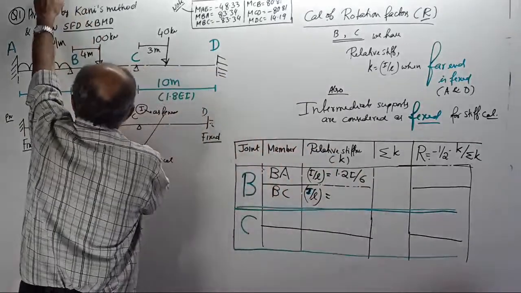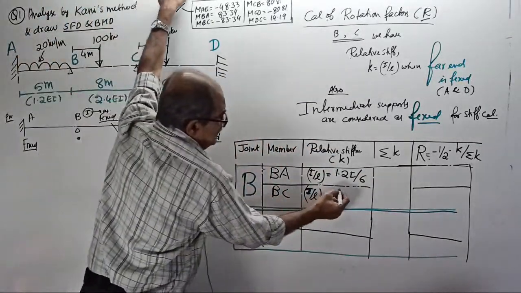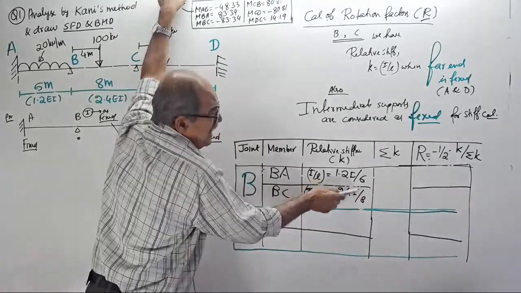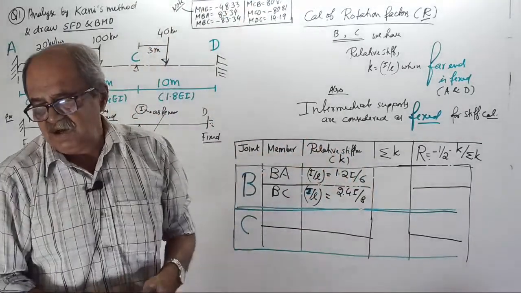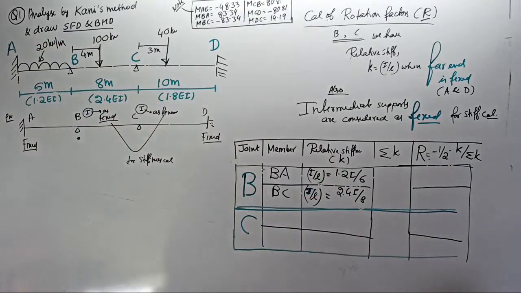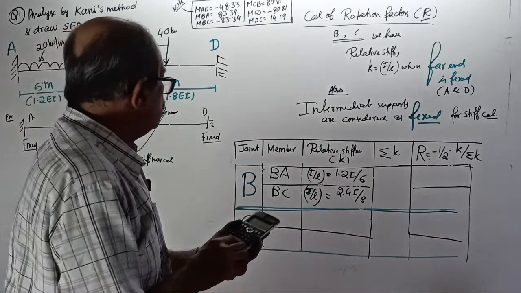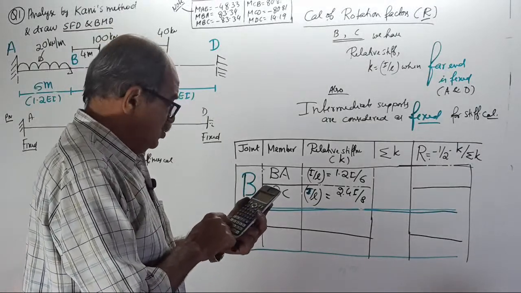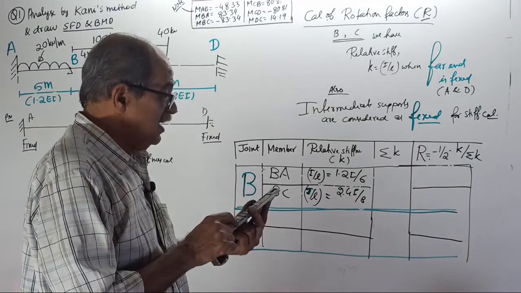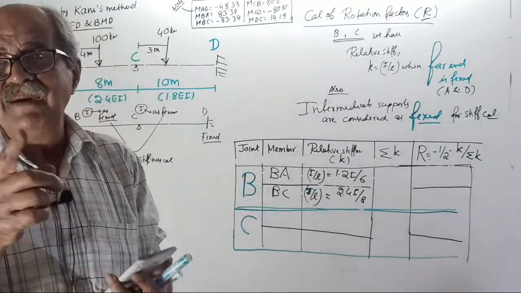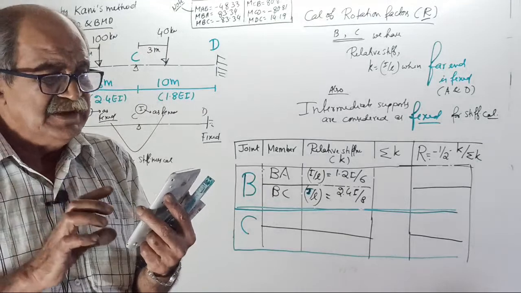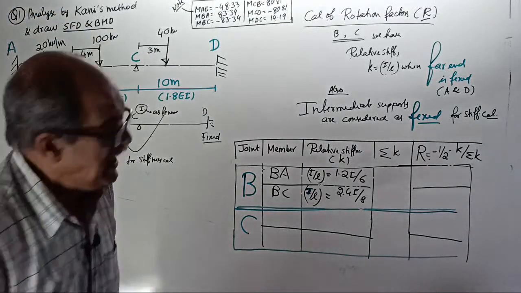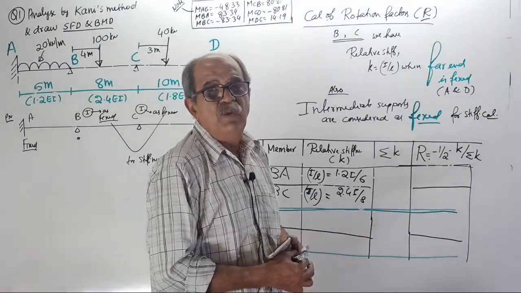1.2I by 6. Here, 2.4I by 8. Fast, add these two. Don't waste time. Fast, add those two. 1.2 by 6 plus 2.4 by 8. How much? I want ABC format. I never want decimal. Answer. Add those two. You are taking 1 hour to add.